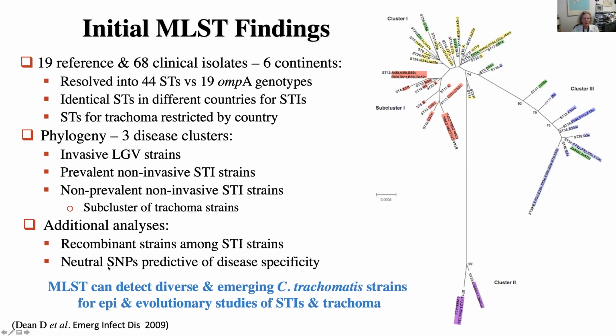And we also found that there were neutral SNPs that were predictive of disease specificity, for example, these specific disease groups. So we did find that MLST can detect diverse and emerging Chlamydia trachomatis strains that, of course, we could use for epidemiologic and evolutionary studies of sexually transmitted infections and trachoma.